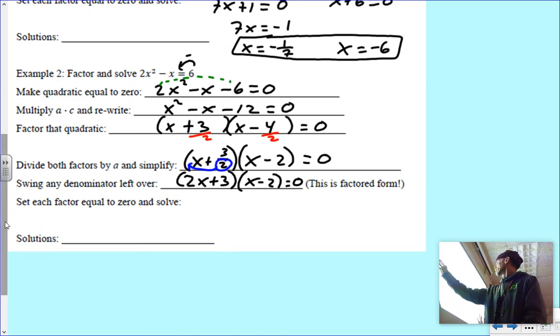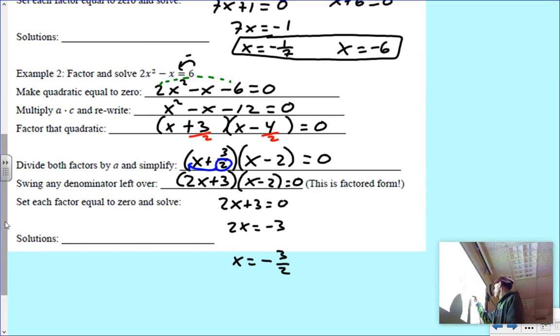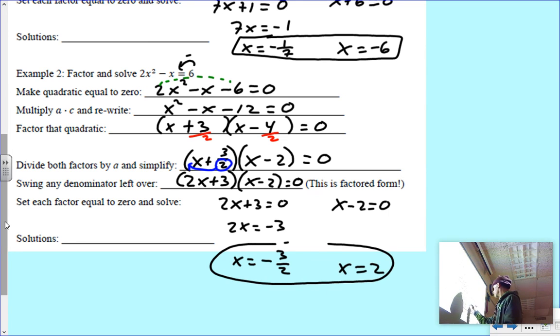To solve, we just take whatever our factor is, set it equal to 0, and continue getting x by itself. So subtract 3 from both sides, and then divide by 2. Same thing for the other factor. Just add 2 to both sides. So those are your solutions.